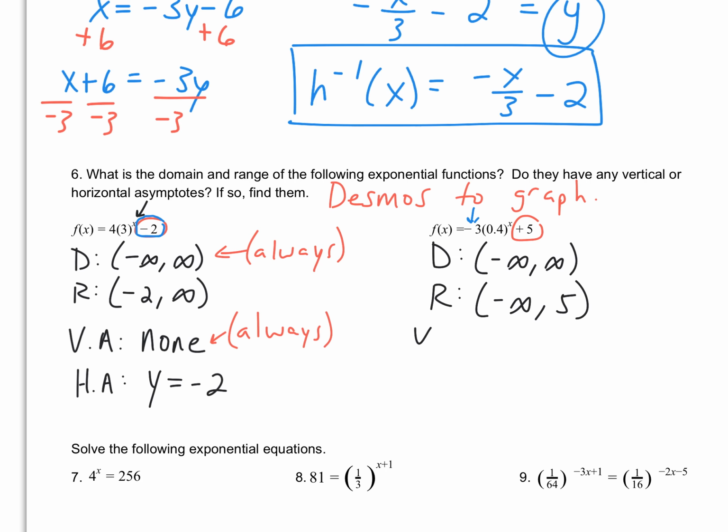Vertical asymptote, again, none. Horizontal asymptote corresponds to that last number, y equals 5.